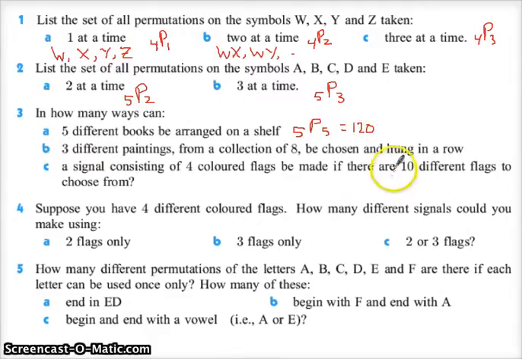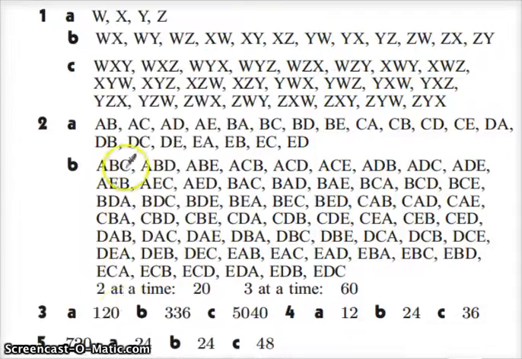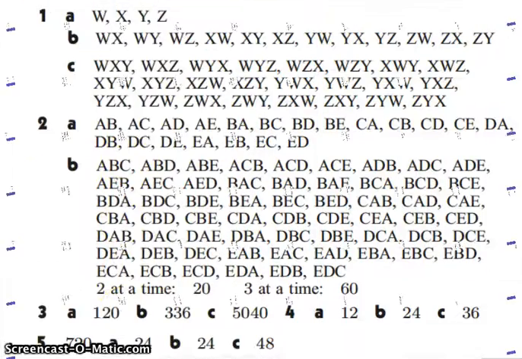3 different paintings from a collection of 8 chosen in a row. Well, didn't we just do 8P3? That's 8P3, and it's some fairly large number that I just did on the last page. By the way, here's the answers again. 336. Oh, yeah, that looks familiar.